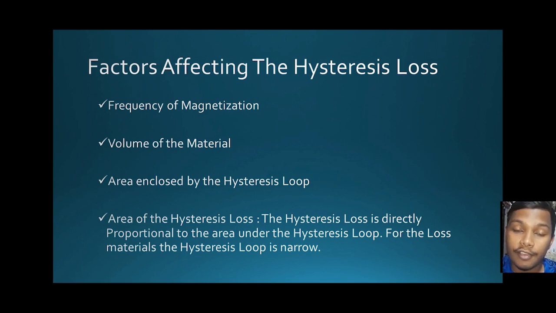The factors affecting the hysteresis loss are the frequency of magnetization, the volume of the material, and the area enclosed by the hysteresis loop. The hysteresis loss is directly proportional to the area under the hysteresis loop. For low-loss materials, the hysteresis loop is narrow.